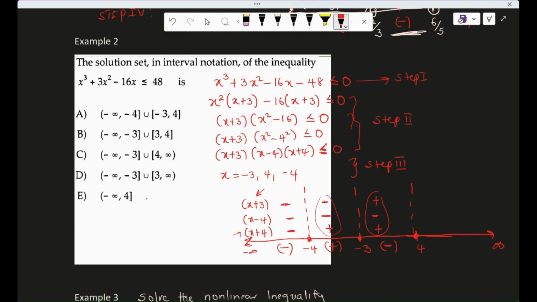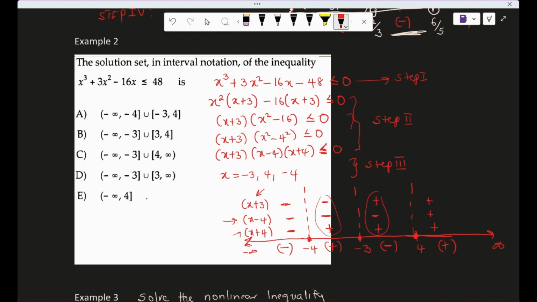Then finally here we take between 4 and infinity, we can take 5. If you substitute 5 into x plus 3, it's positive. 5 into x minus 4 is still positive. And 5 plus 4 is positive. So this is also positive.